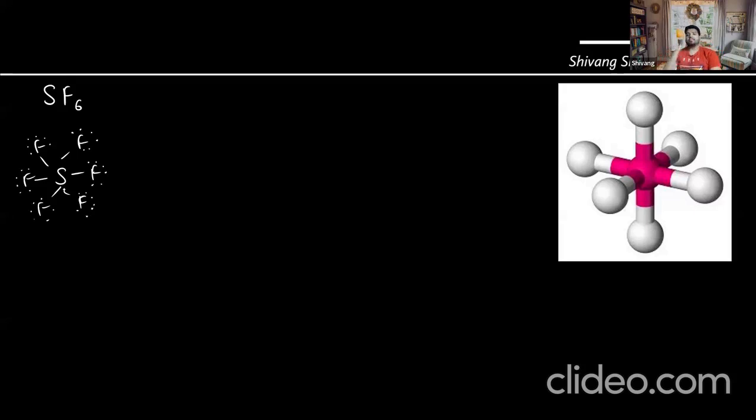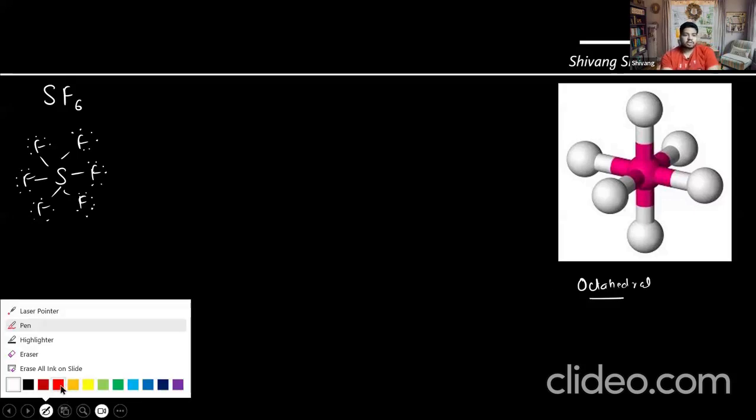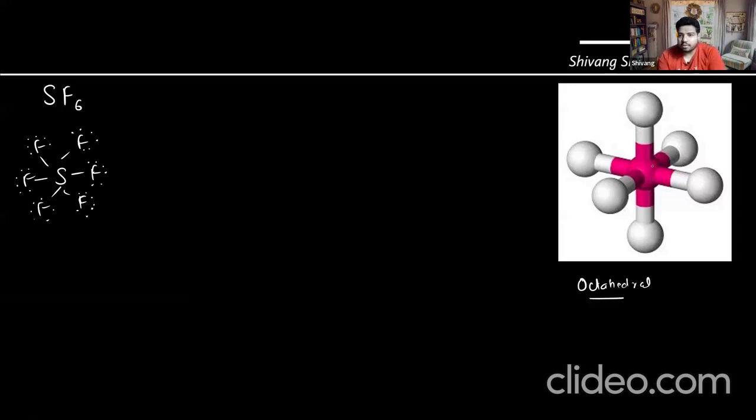How do we draw it? The best way of drawing it is this. It is an octahedral. Octahedral it is, and let's fill it out. Sulfur is there in the center, and then there are fluorines bonded to it.